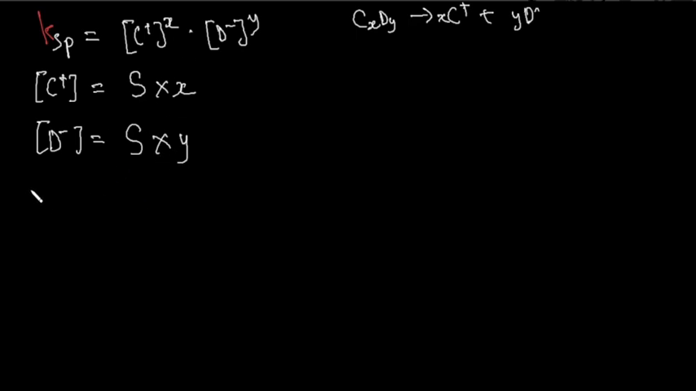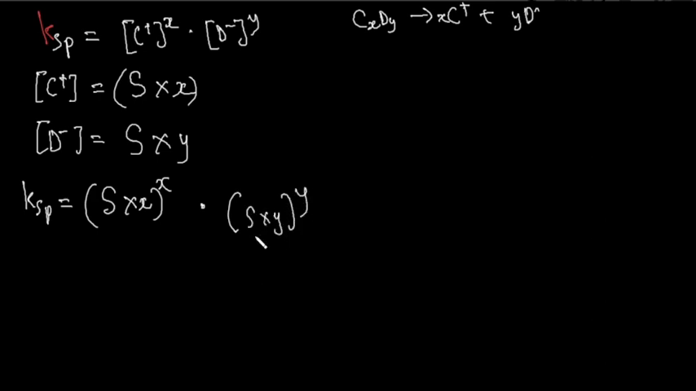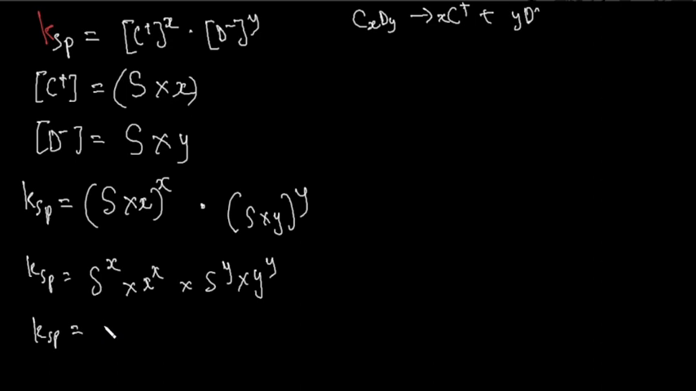If we infuse this into this equation, we are going to have that the solubility product will now be equal to, for C raised to power x, the concentration of C raised to power x. Remember that the concentration of C is S times x, so this will be (S times x) all raised to power x, multiplied by, in the case of D, (S times y) all raised to power y. Mathematics will now tell us that if we apply indices, this is going to be S raised to power x times x raised to power x times S raised to power y times y raised to power y. Collecting like terms, our Ksp is going to be equal to S raised to power x times S raised to power y times x raised to power x times y raised to power y.